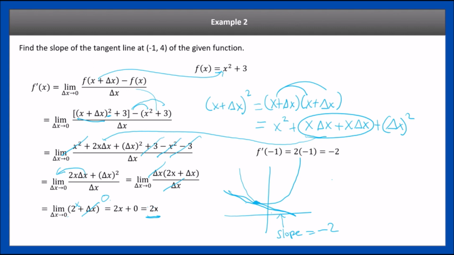And if you were to do the derivative at x equals 3 or something like that, and let's say over here, then your tangent line would be like this, and then your slope would be some other value, right? So let's say that that's x equals 3. Then your slope would be 2 times 3, which is 6. Okay, so your slope is changing over this curve.